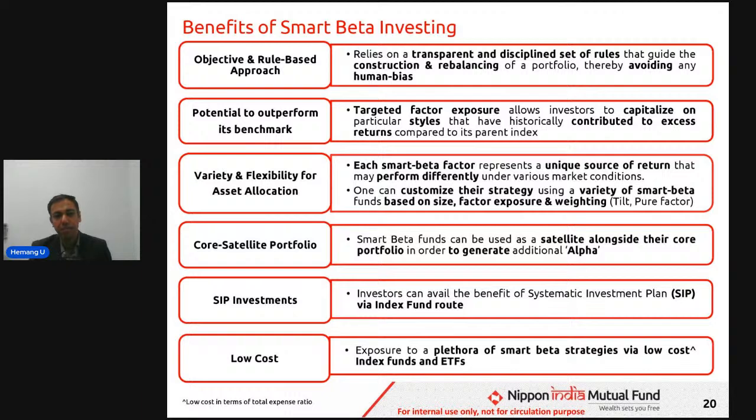So what are the benefits? Smart beta investing. One would say, we already have so many mutual funds. Why smart beta? So one thing, like I said earlier, these are passive funds. There's no active call in it. There's no one tinkering, no one thinking that today I want to do this because of this market scenario. It is completely rule based. It gets rebalanced on a particular set date of periodicity, maybe quarterly or semi-annually. In between, the stocks would not move in and out of the index.